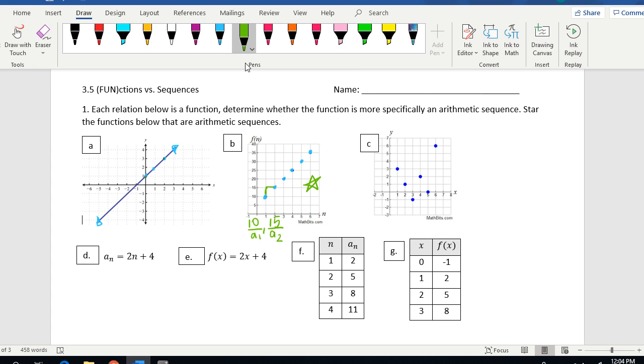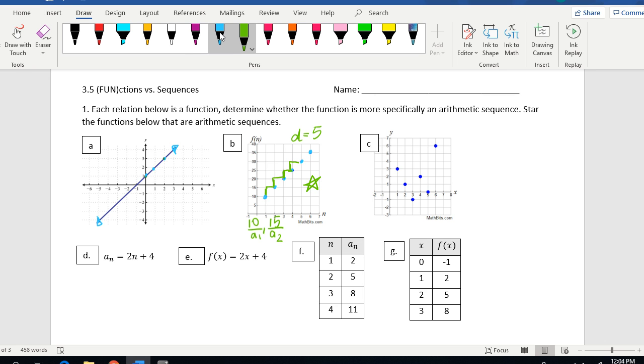What else is kind of cool is my slope is constant. That's why it's arithmetic. I am going up 5 over 1, 5 over 1, 5 over 1, 5 over 1. That's what makes it arithmetic. So my common difference here would be 5.